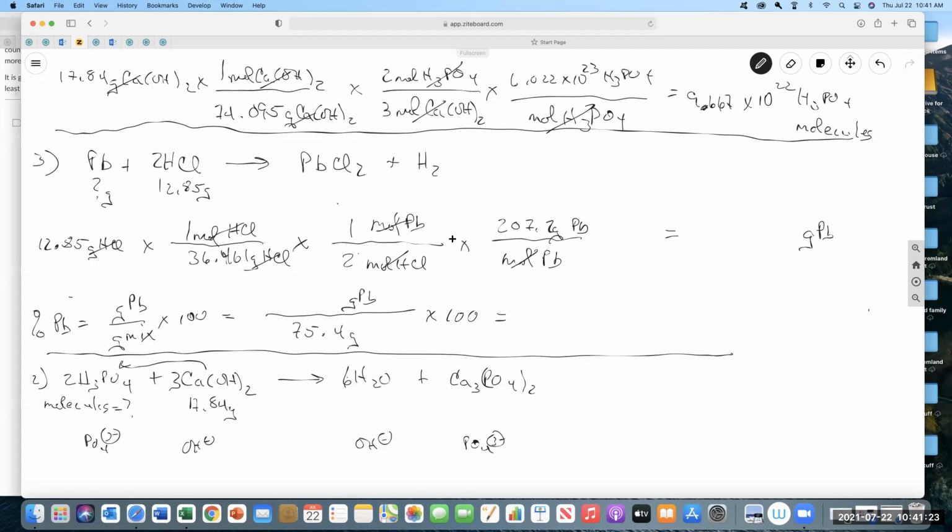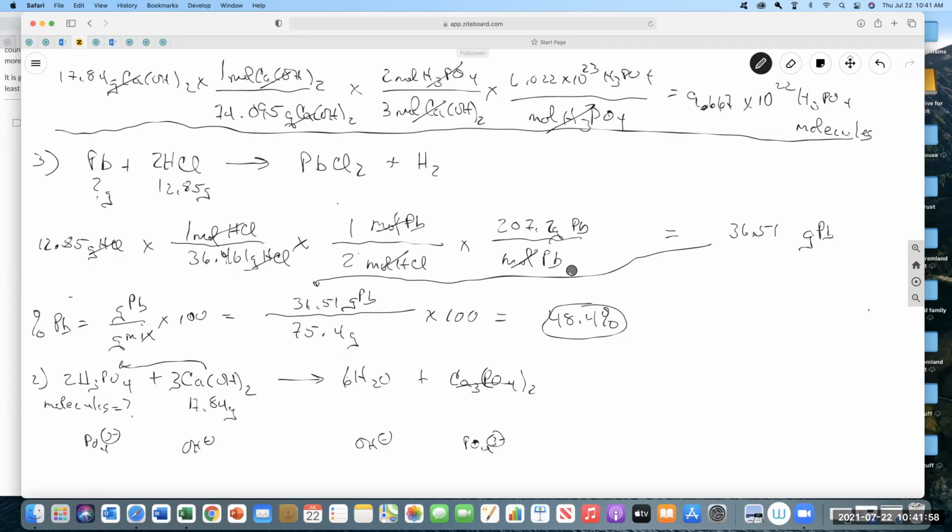All right, so this seems 36.51. But that's not the answer to the question, right? That number is going to go here. Then we divide that by the mixture, and we'll have 3 sig figs because of the 75.4. So it's 48.4%. Just get this extra mess out of here.